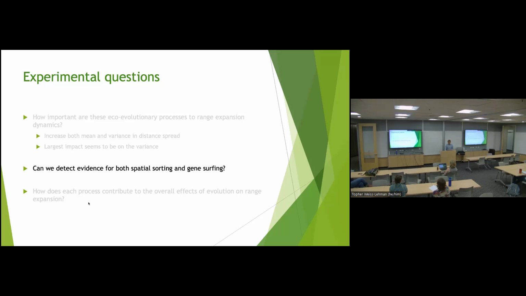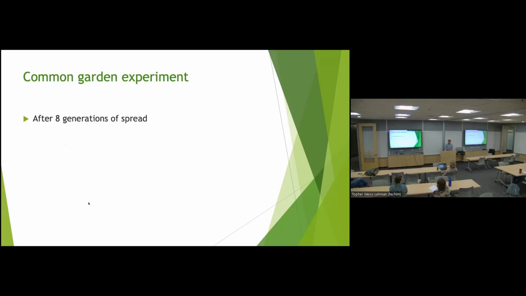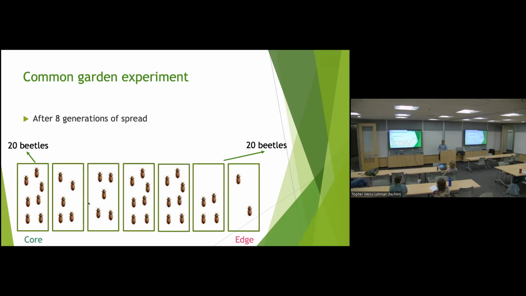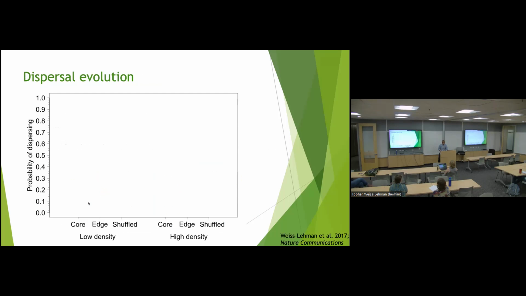Now we wanted to dig into, can we detect evidence for spatial sorting and gene surfing specifically? So to do this, we used a common garden experiment where after 8 generations of spread, we took 20 beetles from the core and the edge of our structured landscapes, and then 20 random beetles from the shuffled landscapes where there's no real meaning behind the spatial location. And then we allowed them to reproduce in common conditions and used their offspring to test for evolution of some key traits. So in particular here, I'm going to show our results for dispersal evolution.